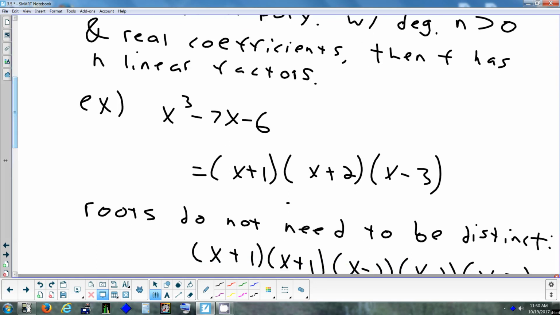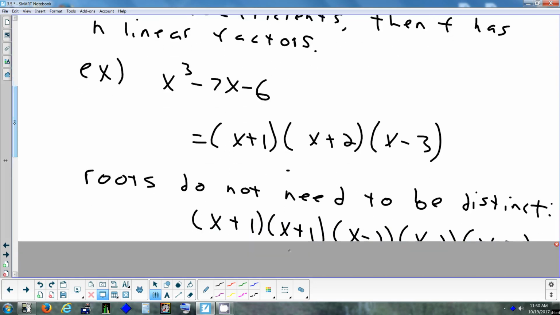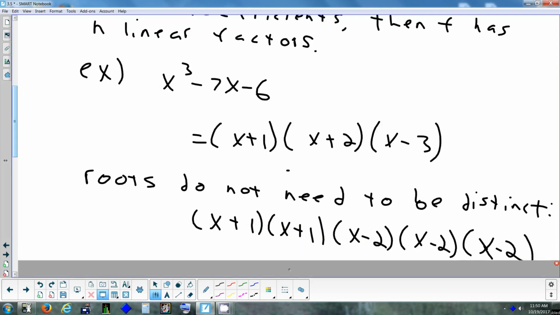Roots don't have to be distinct. Just because a root is repeated doesn't mean you ignore it. It's still an answer. Like in this problem, the root -1 is repeated twice. The root 2 is repeated 3 times. So there are 5 answers to this problem right here. It's just some of the answers repeat.